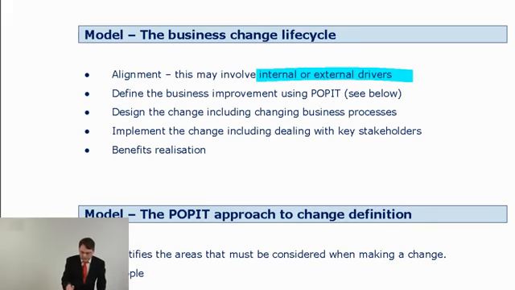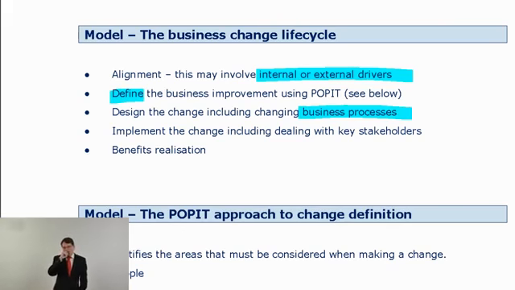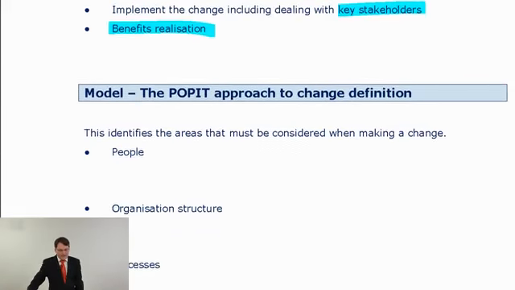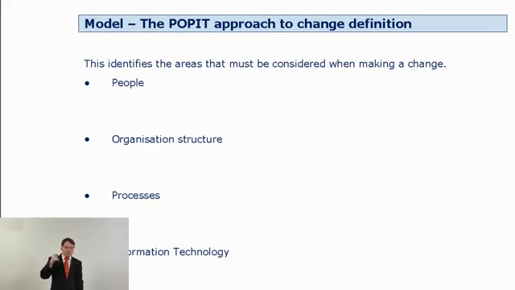You decide what you're going to improve using the POP-IT model, which we will get to in a minute. You think about which business processes need changing. You think about which stakeholders need to participate, which stakeholders need to be educated, and which stakeholders you can just tell what they're doing. You make sure that somebody is in charge of benefits realisation, so you get all the benefits that you're going to do, and at the end of that, you're probably going to have to start the whole cycle again.